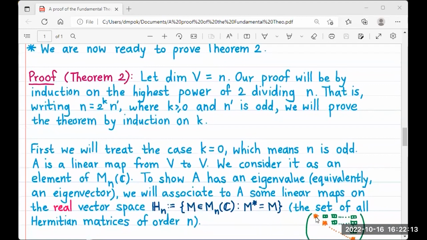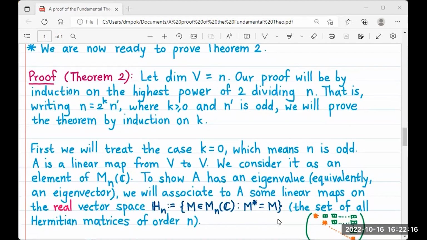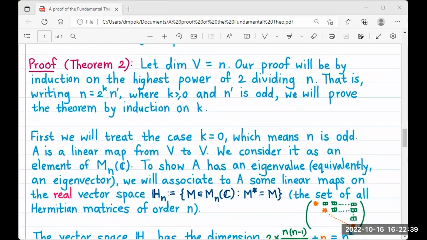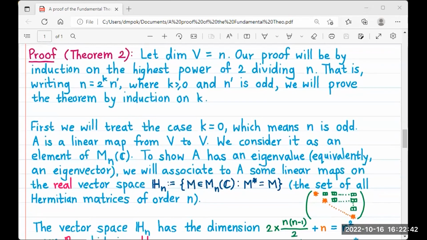See, as it is a Hermitian matrix, all the entries on the diagonal will be real. So the diagonal will contribute n, and all the above diagonal entries will contribute 2 each towards the dimension. There are n into n minus 1 by 2 entries above the diagonal. So the dimension of Hn over R will be 2 times n into n minus 1 by 2 plus n, which is n square. As we are assuming n is odd, n square also will be odd. So we have an odd dimensional real vector space Hn.